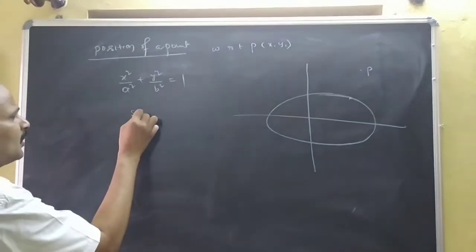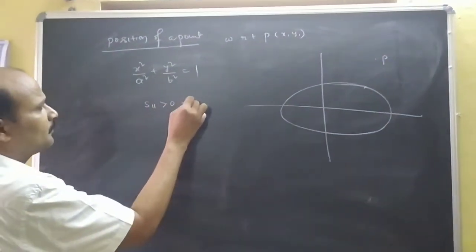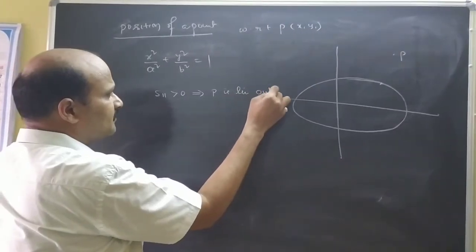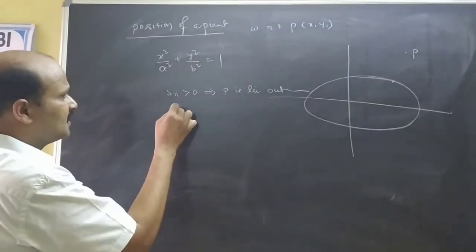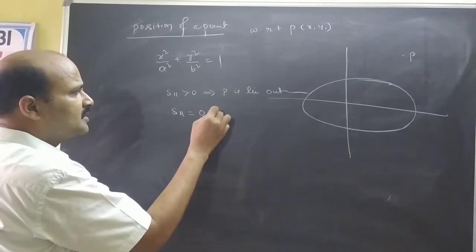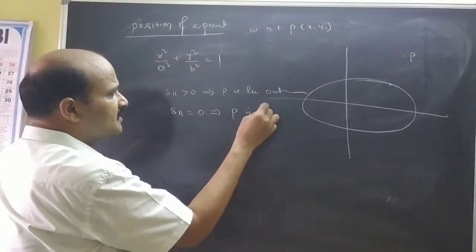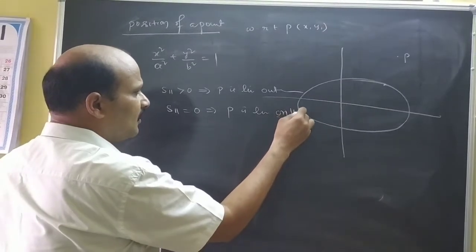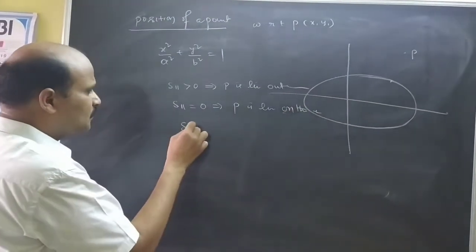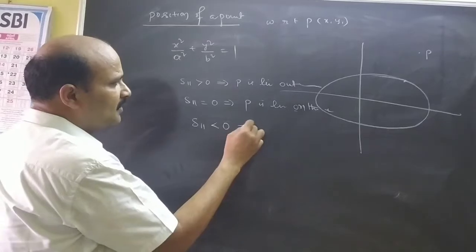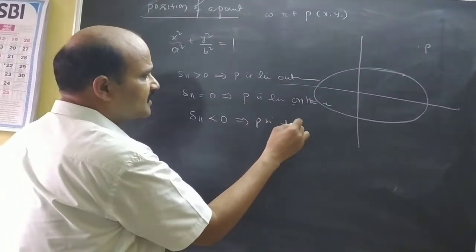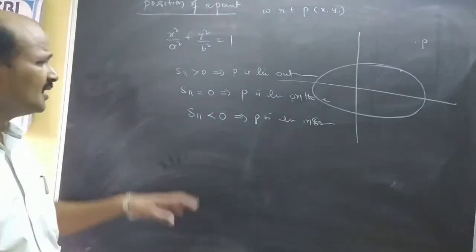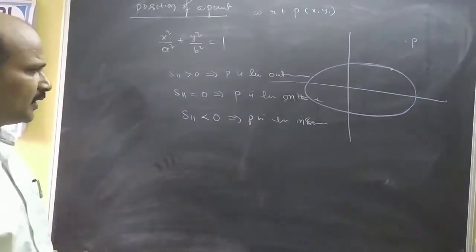Suppose S11 is greater than 0. Now P lies outside the ellipse. S11 is equal to 0, P lies on the ellipse. S11 less than 0, and P lies inside the ellipse.